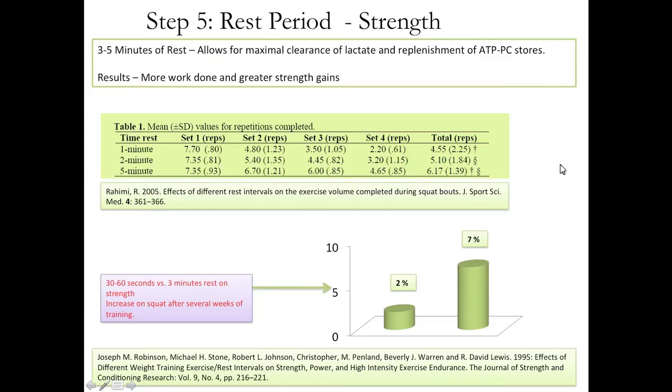As far as rest period lengths, in this study here, they rested 30 to 60 seconds versus 3 minutes on the squat. Notice you got greater gains when you squatted with 3 minutes rest versus 30 to 60. So for hypertrophy, you're not going to optimize strength. You'll get stronger, but you won't optimize strength. When you rest longer, you optimize neural adaptations. So again, you should probably rest 3 to 5 minutes for strength.